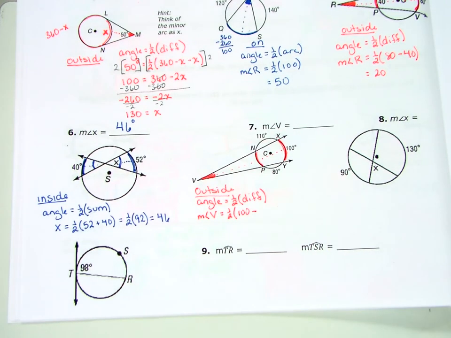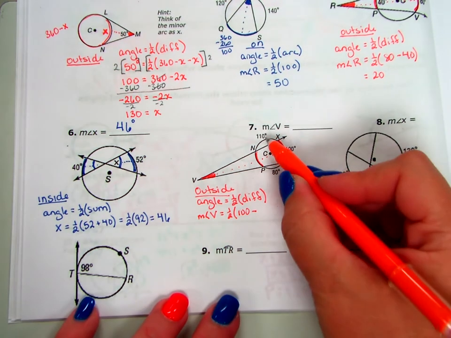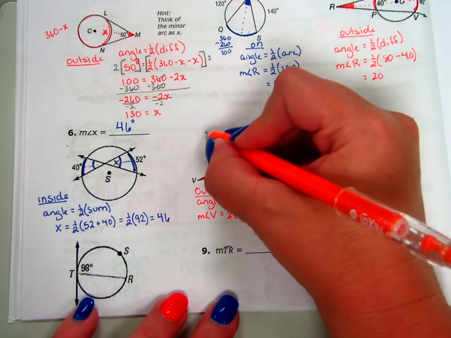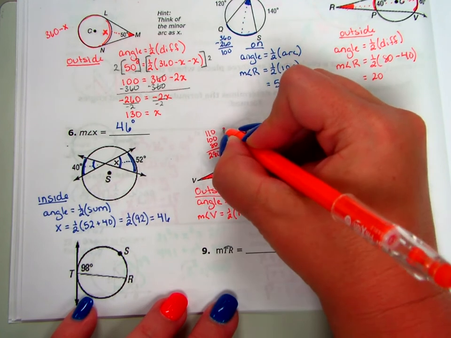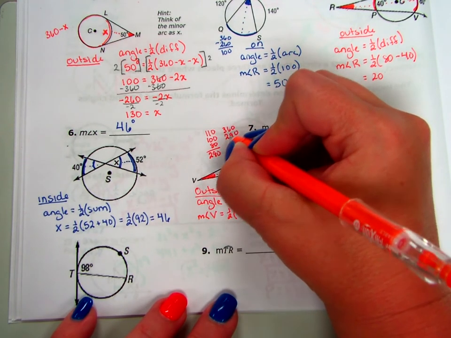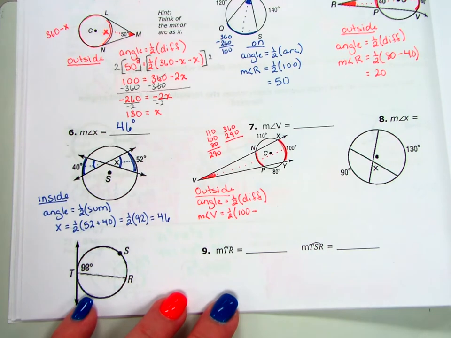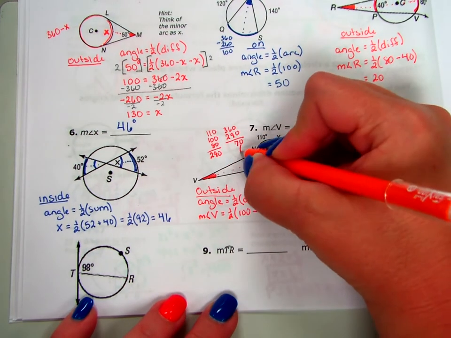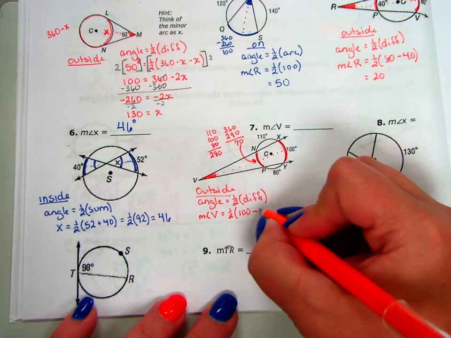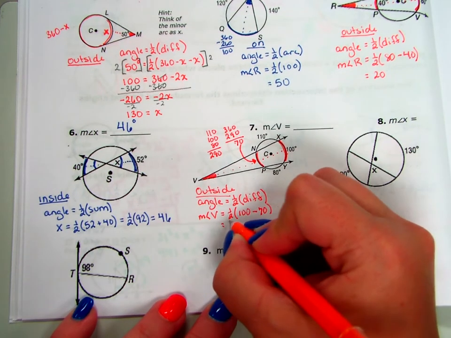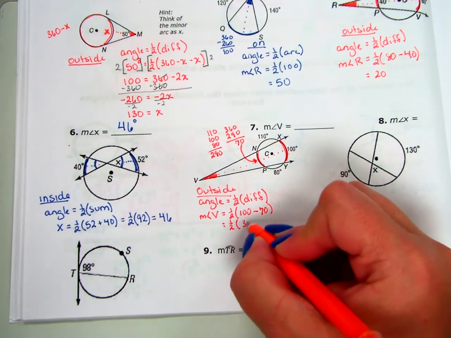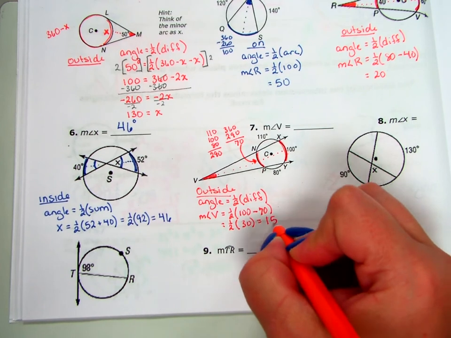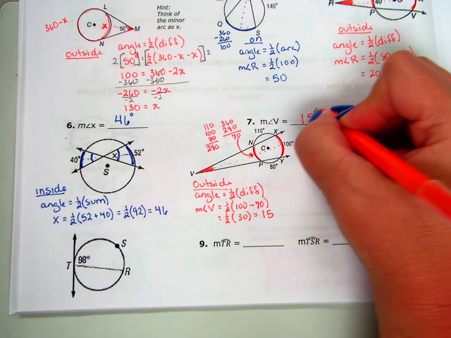How can I find the inside arc? Yeah, subtract all the other arcs from 360. So if I look at all the other arcs, I have 110, 100, and 80. So that's going to be 290. I take that away from 360, which leaves me with how much? 70 for this arc right here. So the measure of angle V is going to be 1/2 of 100 minus 70, which is half of 30, and half of 30 is 15 degrees.